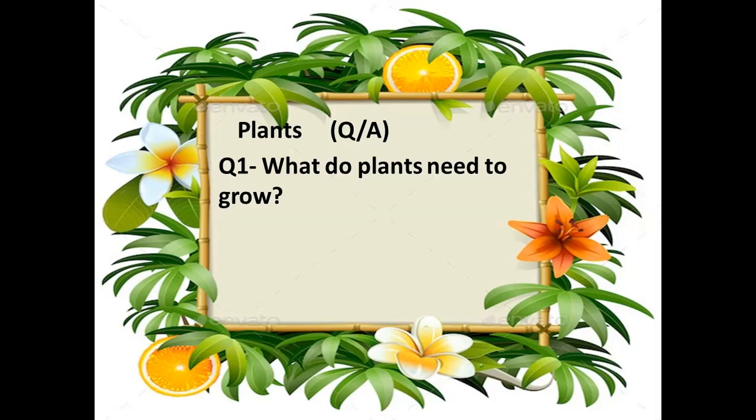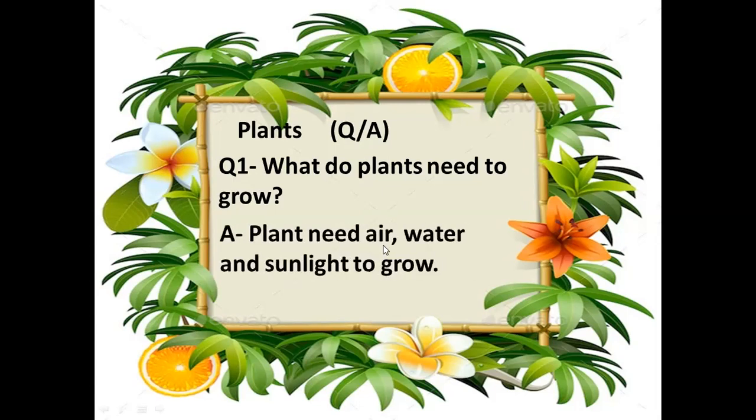So the first question of this chapter is, what do plants need to grow? Plants need air, water, and sunlight to grow. And if the plant doesn't get one of these, it would die. Plants need air, water, and sunlight to grow.